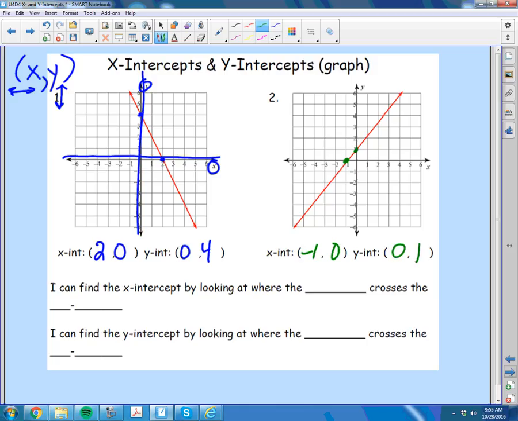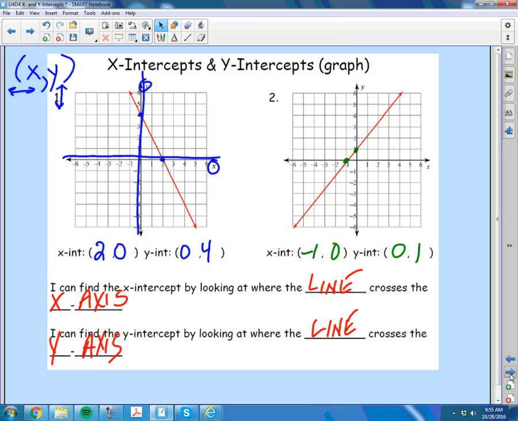(0, 1). Very good. So, from a graph, you can find the x-intercept by simply looking at where the line crosses the x-axis. And to find the y-intercept, you're simply looking for where the line crosses the y-axis. Now, you need to make sure you understand which one is the x and which one is the y. You should know where the x-axis and the y-axis are. Any questions on that?